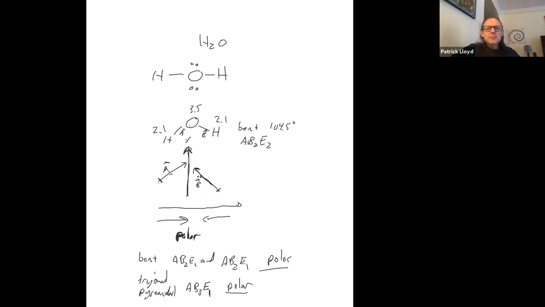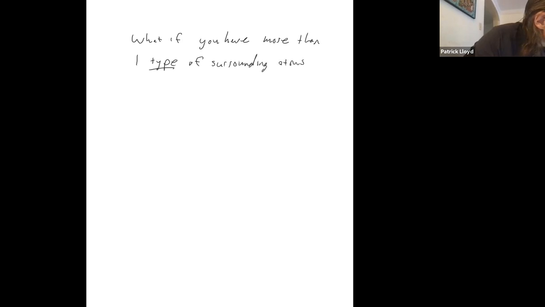Now, there is one more additional aspect of this to consider. And that is what happens if you have more than one type of surrounding atoms. So what if you have AB3C1, something like that, right? Okay, this is a different type of surrounding atom.